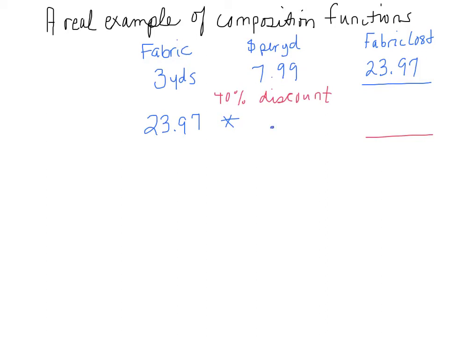So I'm going to multiply this fabric cost that I had times 0.60 for a 40% discount. If it was a 50% discount, 0.5 obviously. If you're 25% off, you would do 0.75. And that's a really easy way to figure discounts when you're out shopping. So if I multiply that times 0.6, then my actual fabric is only going to cost me $14.38.